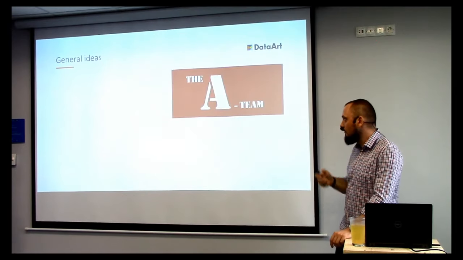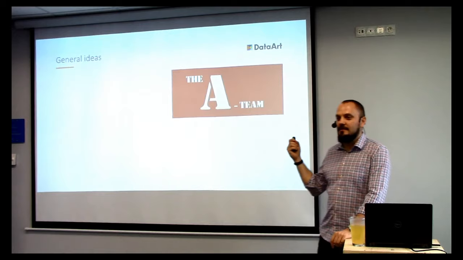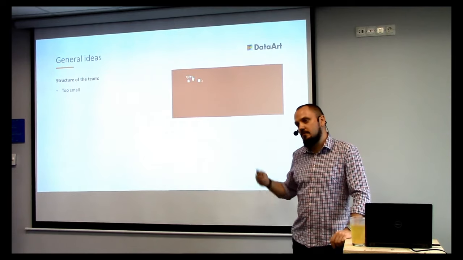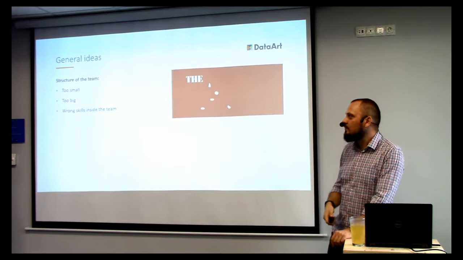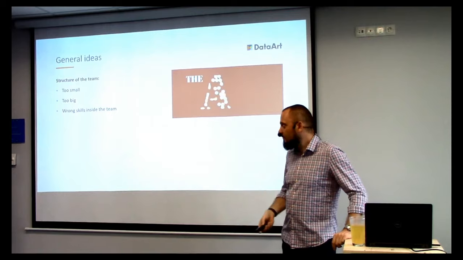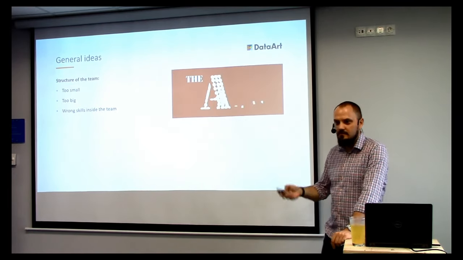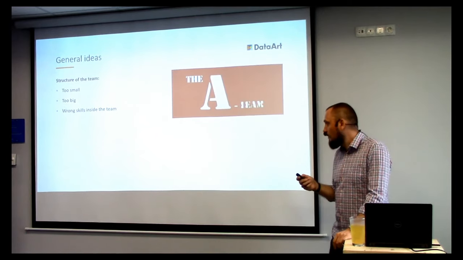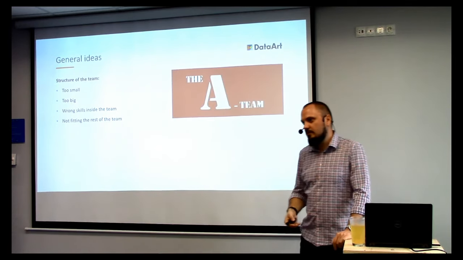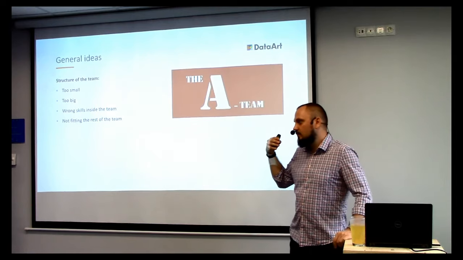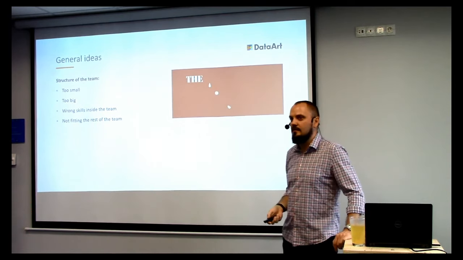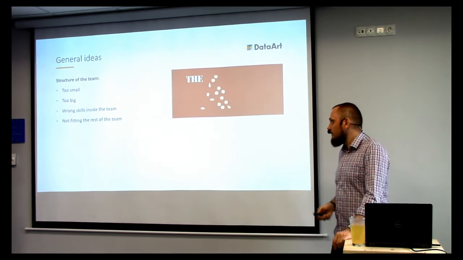Okay, moving on. The A-Team was the ideal team on television. We all know that in real life it sometimes happens that the team is too small, the team is too big, wrong skills are inside the team, and you have five years of experience in automation, but they want you to test manually things that can be tested by a junior or trainee. You also may not fit with the rest of the team because they have a completely different approach to how they work. They are probably from a different culture, they work quite differently, and it also happens. That's why I always appreciate a good hire department. Okay, moving on.